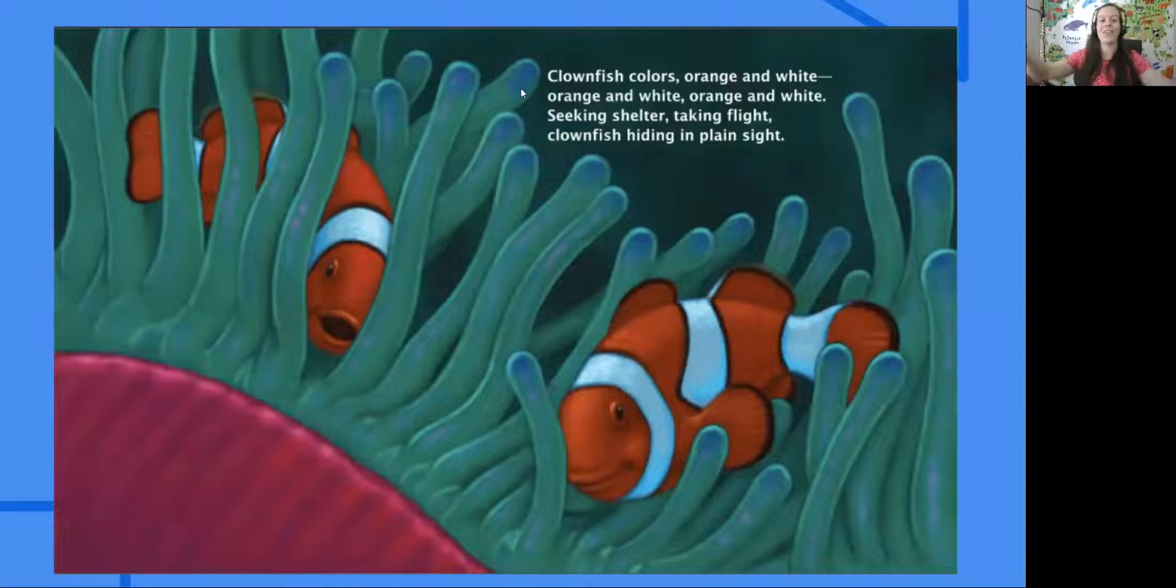Clownfish colors orange and white, orange and white, seeking shelter, taking flight. Clownfish hiding in plain sight. Look at them hiding. Remember, that's the anemone that they're hiding in? Oh, they're so cute. Okay, let's go to another stanza.